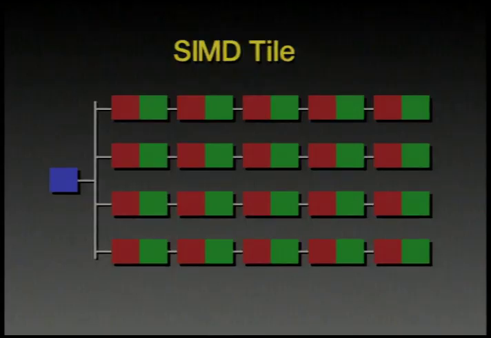So first we'll consider the single instruction multiple data implementation. In the SIMD tile configuration, each data path is connected directly to a fraction of the frame buffer memory. That's how we get the bandwidth here. And all of the data paths are controlled by a single sequencer. So what are the advantages of the SIMD organization?